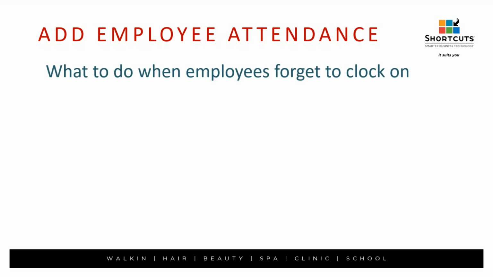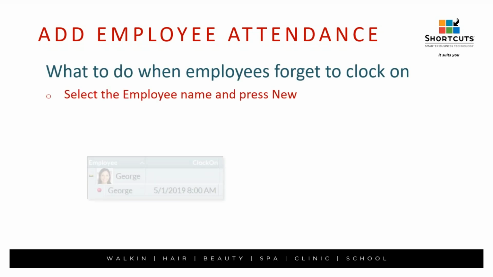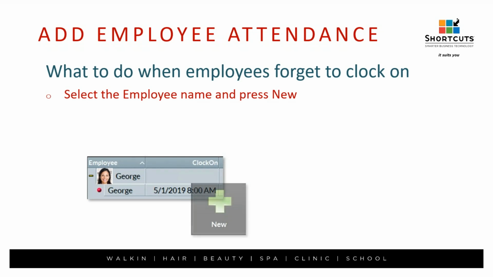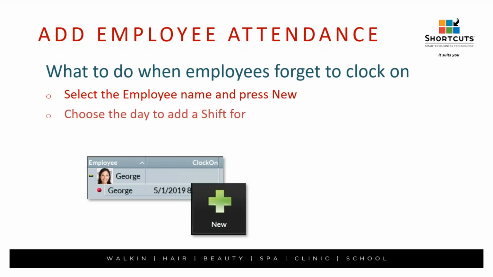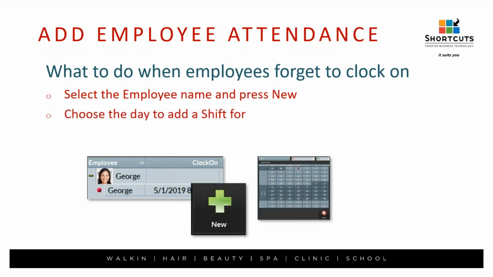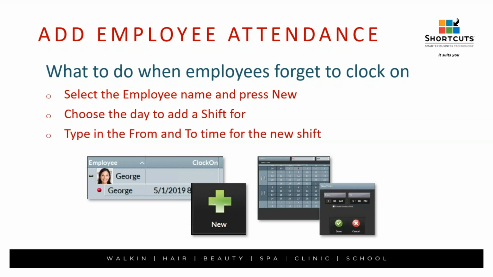So let's say a staff member completely forgot to clock in or clock off on a certain day. You do have the ability to add an attendance for that employee. So from that screen, if you select the employee's name and press New, then Shortcuts will say, do you want to add a shift for them? Yes. And then on what day would you like to add that shift? And from what hours would you like to add that shift? And then Shortcuts will add this additional time to the report.